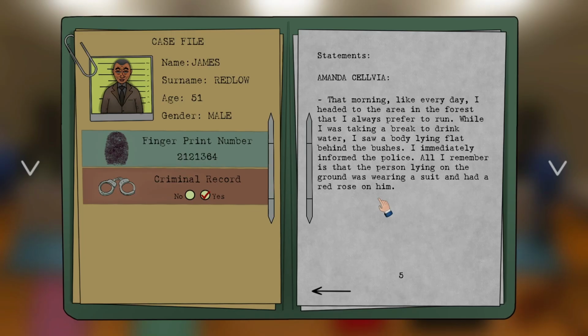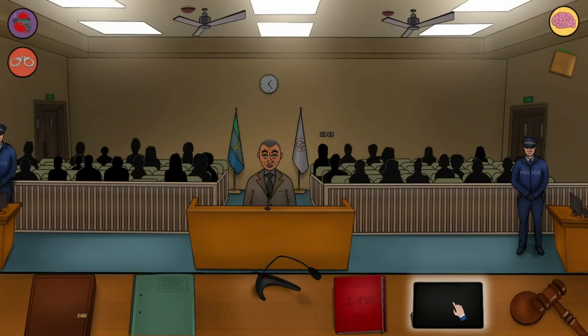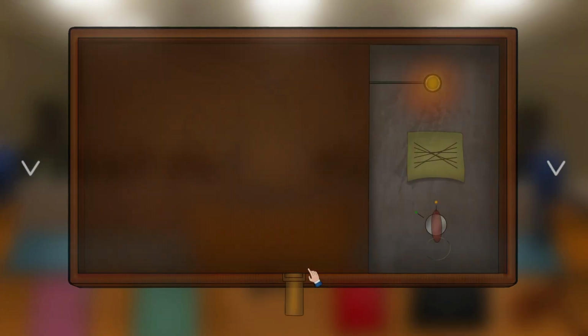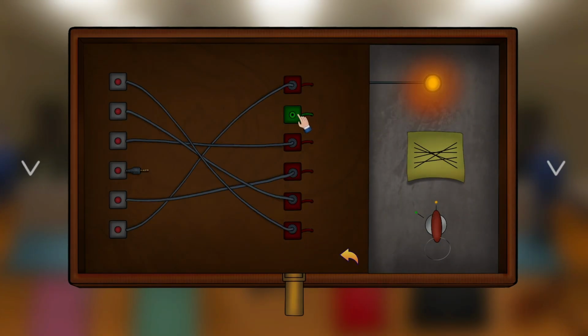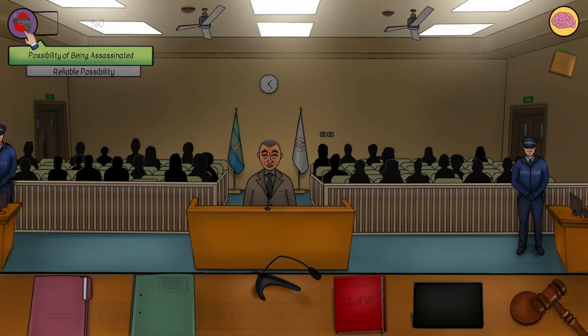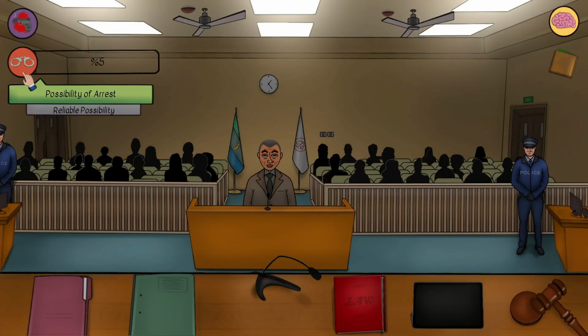So there's going to be a lot of cases, it seems like, with a red rose on the body. So we had that like our second or third case. We don't have any digital evidence, but we do have evidence here, hopefully. See what evidence we have. Rope found near the body and used to kill Francis, which is the rope, and the red rose found on the body. So it is another assassination, another rope, and another rose found on the dead body. I was correct about the other person being innocent.